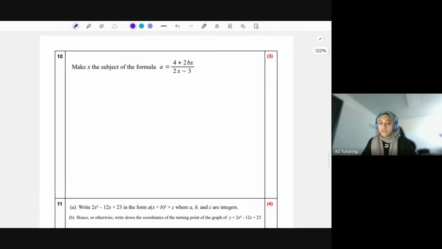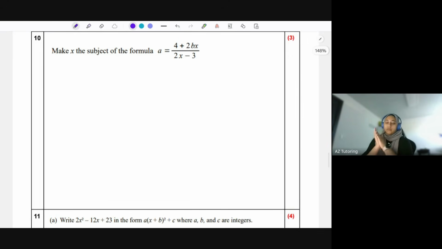Okay, let's have a look at question 10. So here it says make x the subject of the formula. Now this one's quite tricky because x is in multiple places. You can see x here and you can see x here. So that's going to cause us some issues. Whenever you see x, or whatever you're rearranging the subject for, in multiple places, you just need to get everything that's got an x to one side and everything that's not got an x to the other side. So let's do this one.